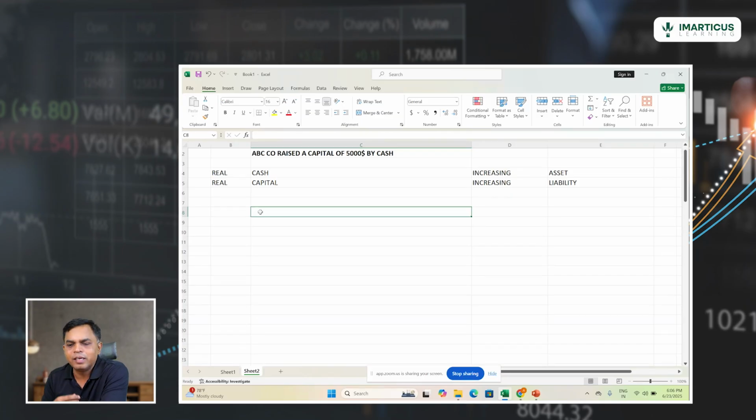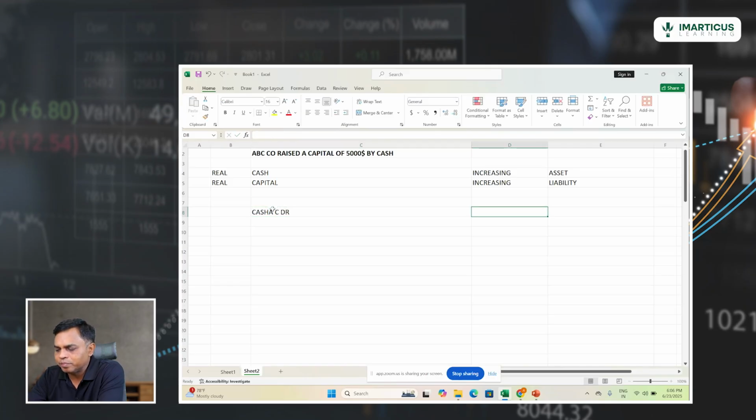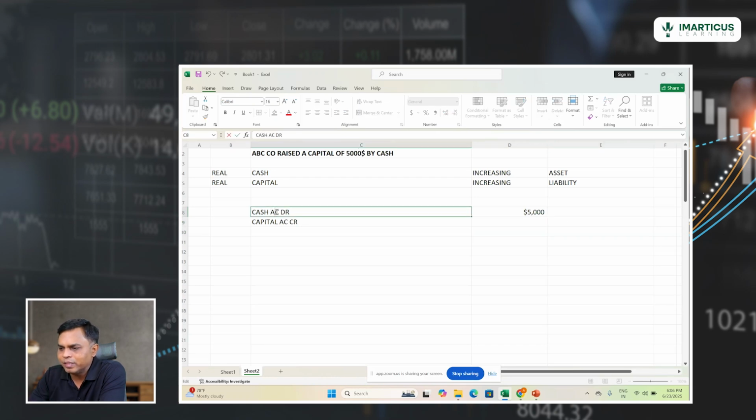What does the real account rule say? Debit what comes in. Cash is coming in, so I will say cash account debit $5,000. And the cash comes in by way of capital, so the capital account is credited. Here the capital is a liability and the liability is increasing. So the entry for this one will be cash account debit and capital account credit of $5,000.